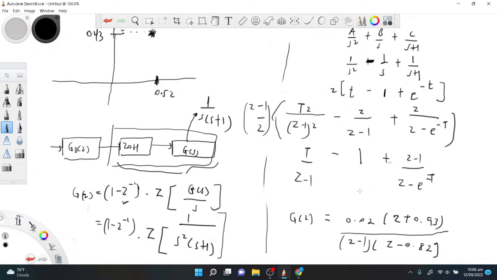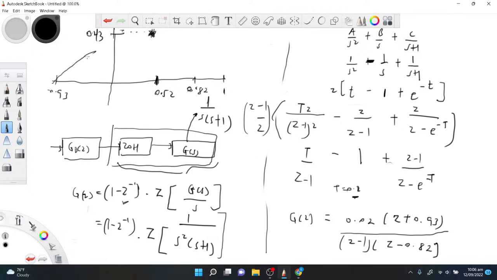So here you just add these two fractions and take T to be 0.2. That's what they told us. So you get your G of z here. This is the transfer function of the G of z. So we want to see how these poles and zeros, the angles with respect to the point that we want. So let me plot this point here. Negative 0.93 is here. Here's 1. Here is 0.82.